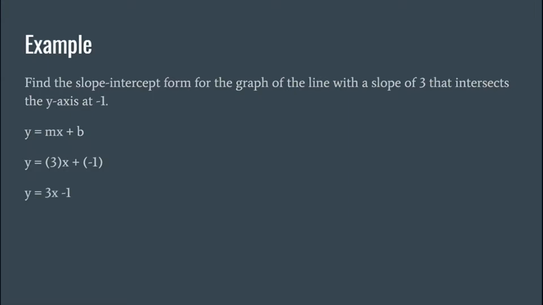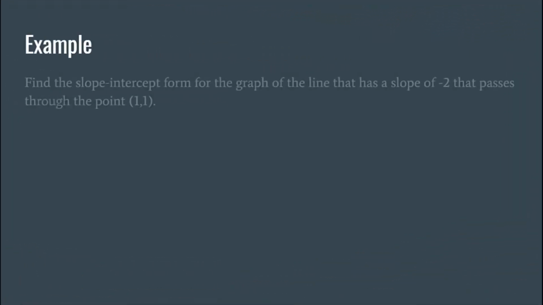Okay, so let's try another one. Let's find the slope-intercept form for the graph that has a slope of -2 that passes through the point (1, 1). So this time we don't have the y-intercept, because remember, the y-intercept is always in the form (0, b). Since this is not a 0, this point is not on the y-axis. But we do have the slope. So we have a slope and we have a point.